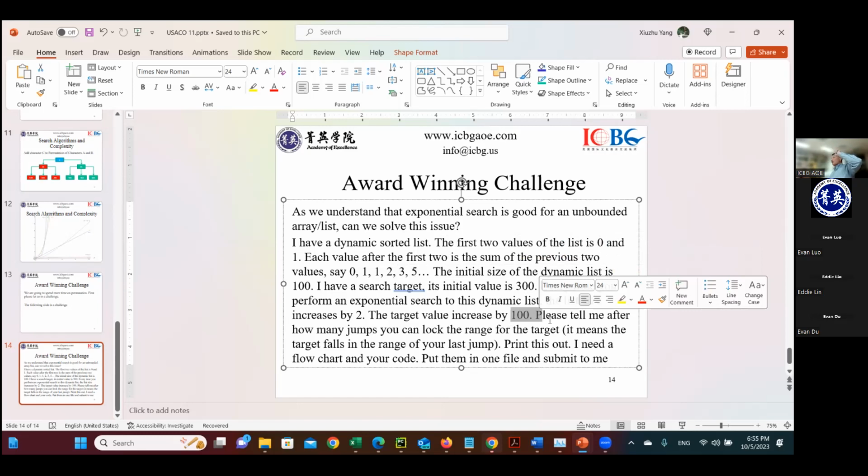So I want you to write the code to find out how many jumps you need to reach the range for the target. How many jumps? I mean, how many searches? How many jumps until the value you pick is larger than the value of the target.